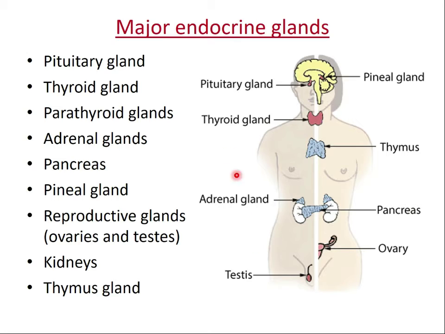We have several different major endocrine glands in our body. They include the pituitary gland, thyroid gland, parathyroid gland, adrenal gland, pancreas, pineal gland, reproductive glands such as the ovaries and testes, the kidneys, and the thymus. So they are shown here in this schematic. In part 2 of this lecture, we will look at each of these glands and talk about their location, their structure, what hormones they produce, and their function.